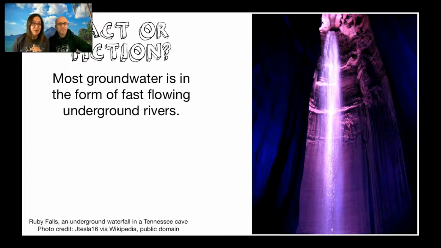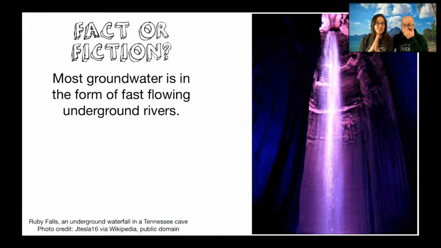Another fact or fiction for you, Math Dad. I'm ready. Most groundwater is in the form of fast-flowing underground rivers. This is a picture of a waterfall in a cave in Nebraska. So there's a stream running through this cave. Is this the way that most of our groundwater is? Okay. In the introduction, we learned that almost 30% of our liquid water on Earth is underground. So my question now is, is most of that in underground rivers?